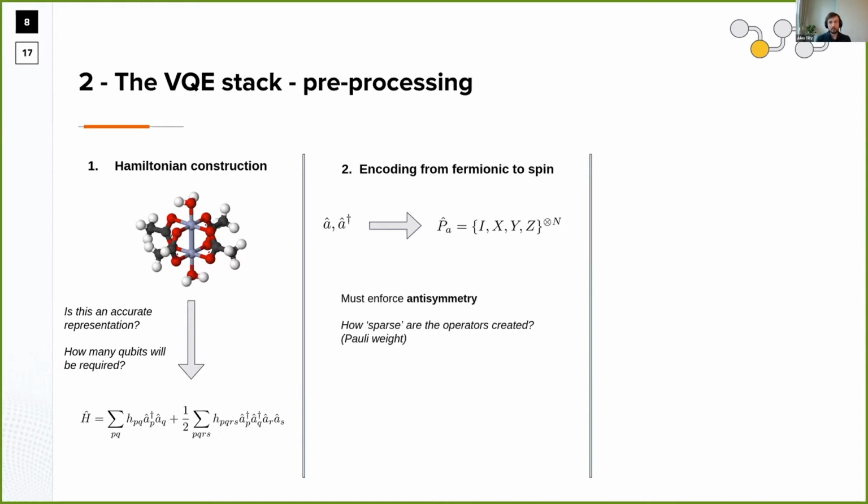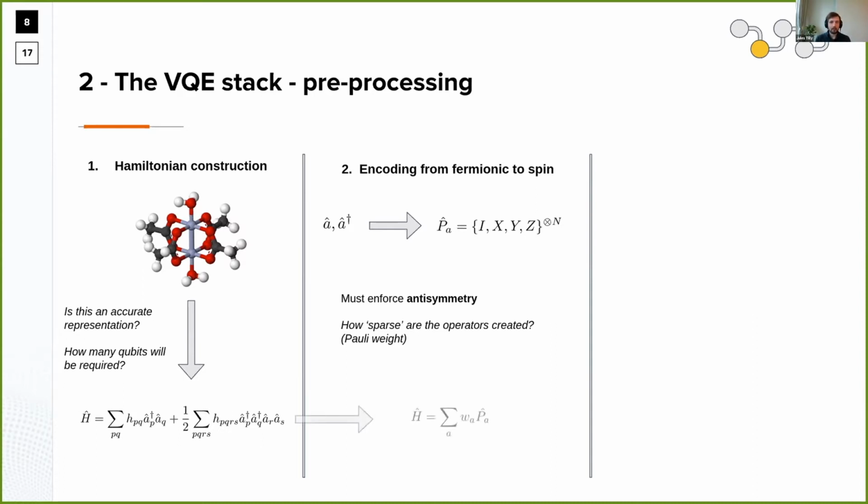And these encodings must maintain the antisymmetry of the problem, because we're looking at a fermionic wave function. The one thing that we'll mostly care about, as part of this encoding, is to find an encoding that creates sparse operators. The reason we want sparse operators, operators which will be mostly composed of identity terms, is that it gives a lot of very beneficial features later on in the algorithms. So we'll be discussing these briefly.